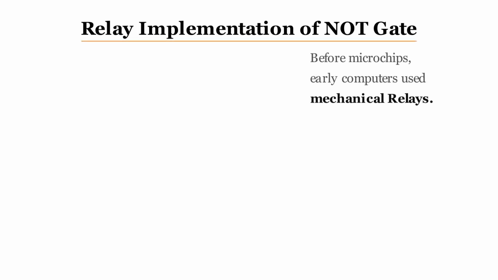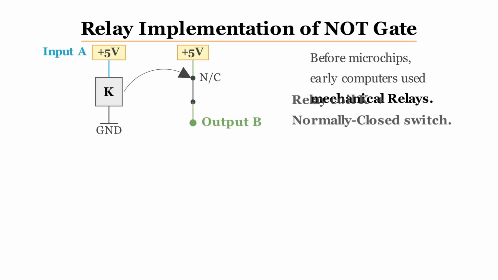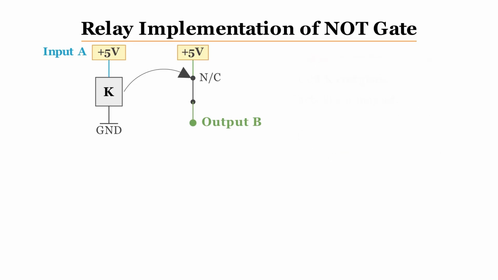Before microchips, early computers used mechanical switches called relays. Let's look at the relay equivalent circuit for a NOT gate. Here, we have a relay coil, let's call it K, and a switch that is normally closed. This means when the machine is just sitting there doing nothing, the switch connects a plus 5 volt supply straight to our output, B.